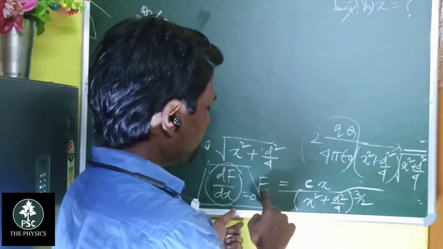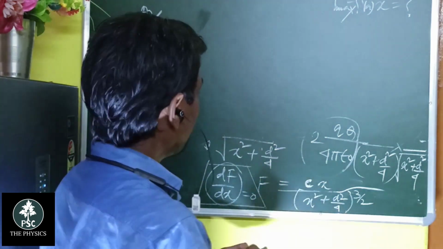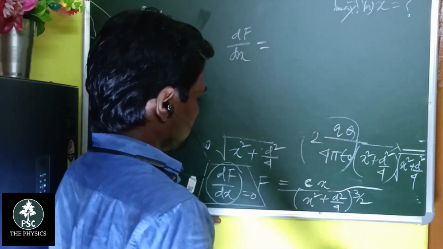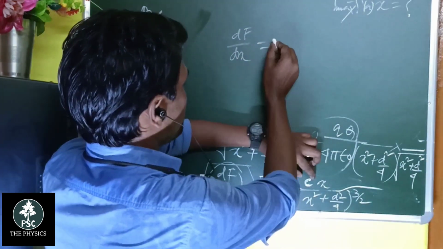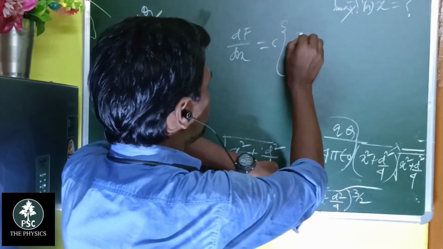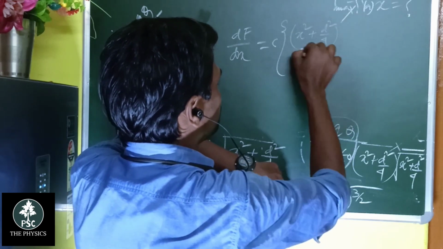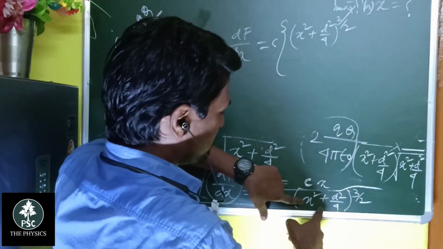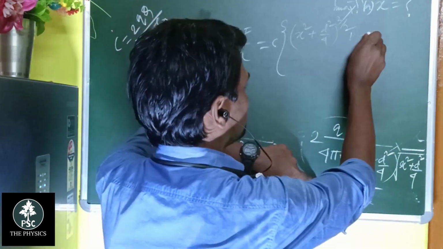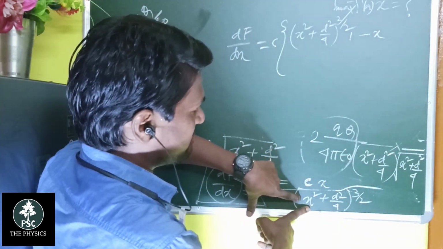Then go through this formula, the quotient rule, and take the derivative of this function f equal to cx by (x squared plus d squared by 4) whole to the power 3 by 2, and this is df by dx equal to. So students, c is a constant, and then this is the v. So v squared means (x squared plus d squared by 4) whole to the power of 3 by 2, and the derivative of x, that is d/dx of x, means 1, minus then the first function, that is x, and you have to take the derivative of this function.